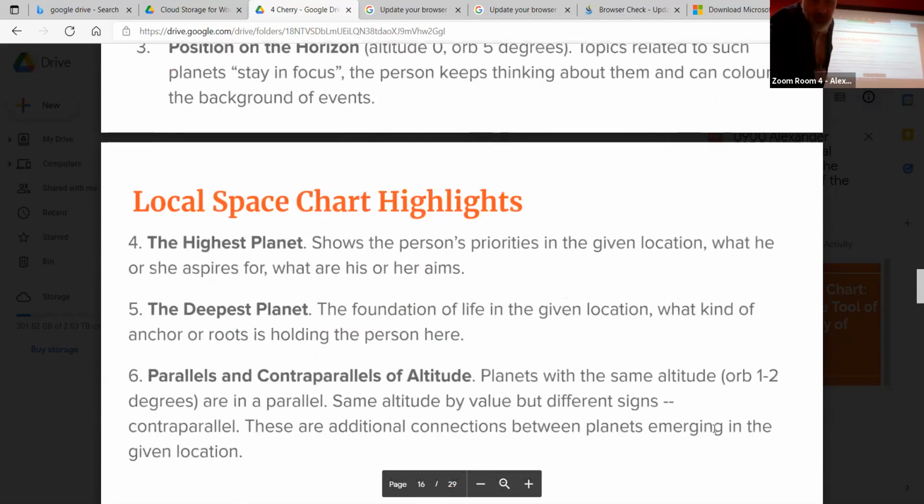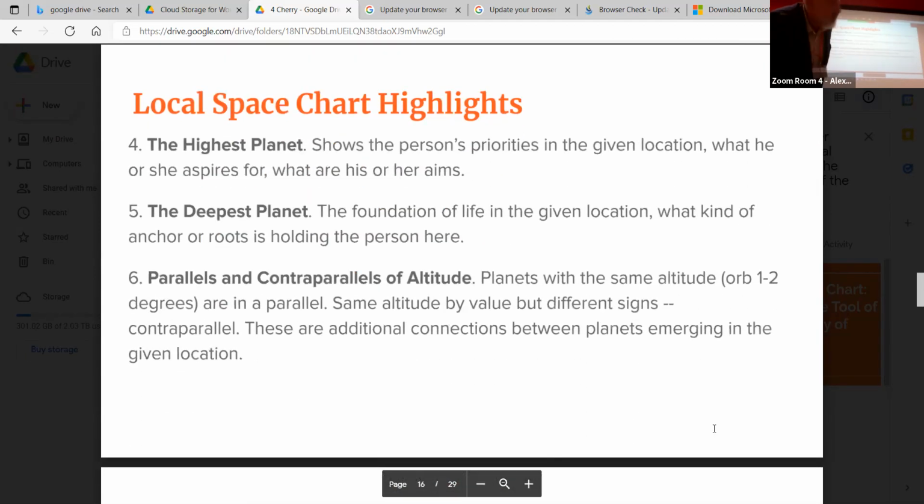Next, there is more in the local space chart. The highest planet, the planet with the highest altitude. It shows the person's priorities in the given location, what he or she aspires to, what their aims are: the highest planet, the biggest altitude.